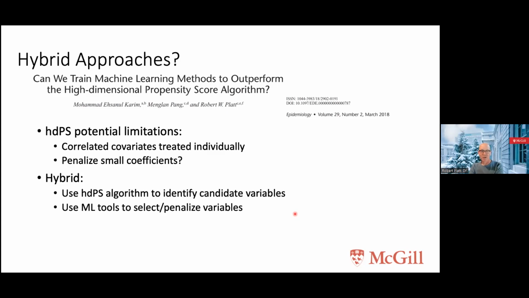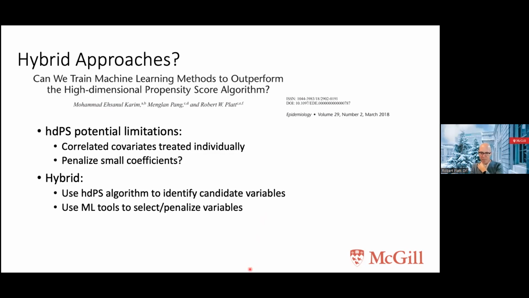This is just to say, Asa and Karim also looked at what we'll call a hybrid approach, where maybe the high dimensional propensity score method, which does this variable screening at the beginning, is useful in collaboration with machine learning tools. So let's say we have 10,000 covariates, we might not want to fit a machine learning tool with all 10,000 because we might be here for weeks just waiting for the propensity score model to fit. Maybe we can use the HDPS algorithm to say these are the most likely candidate predictors, and then run machine learning algorithms on it.